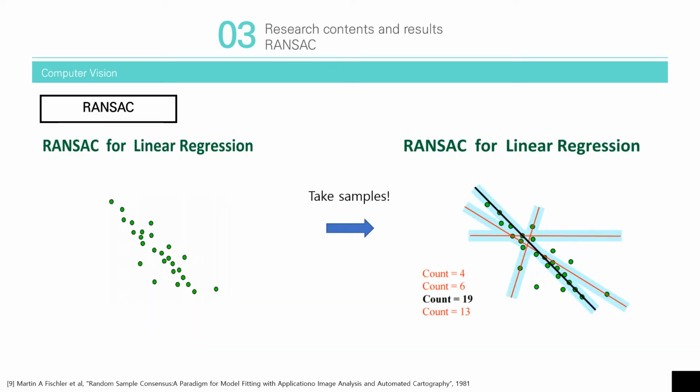First is RANSAC. RANSAC is to take a sample n times and find the line suitable for the most overall appearance. However, since it takes a lot of time to process the calculation while taking samples, it is not suitable for our work, so we do not use it.